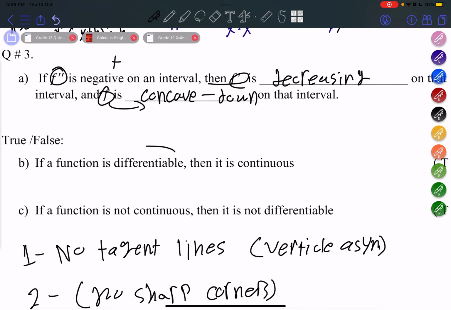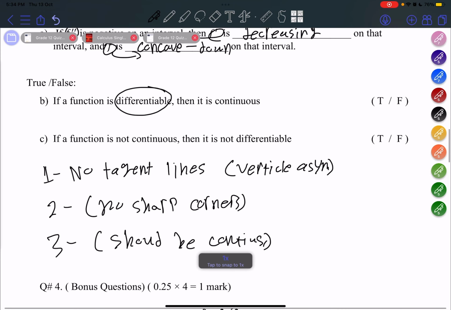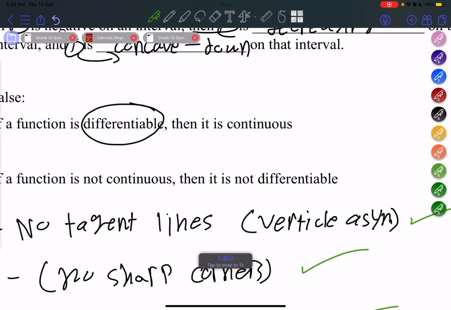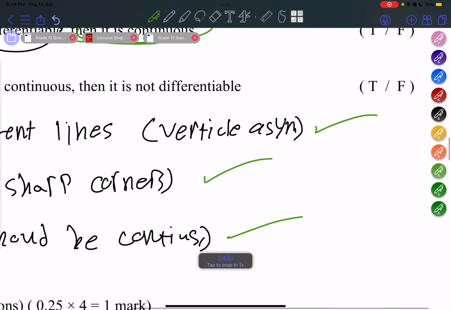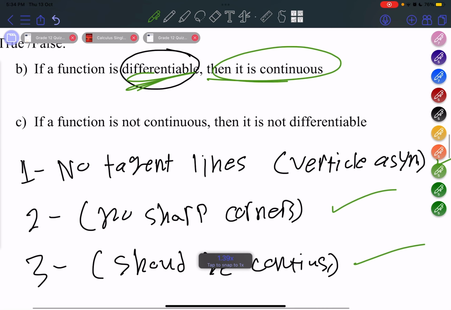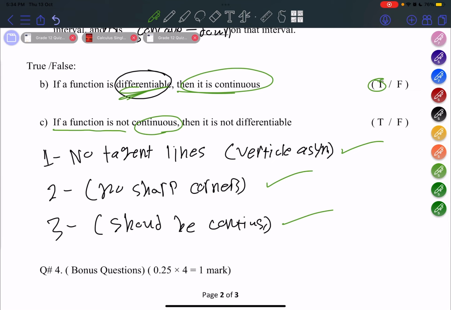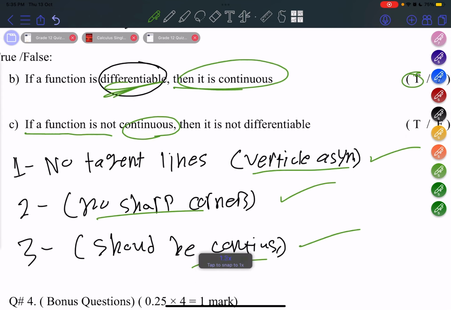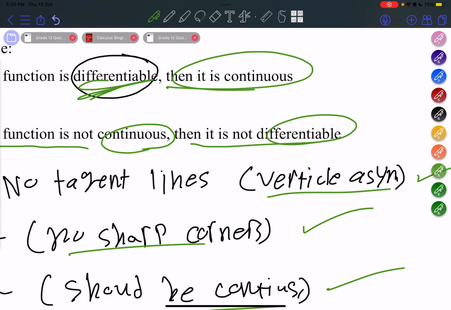If a function is differentiable, hence it meets all of the requirements, so it has no tangent lines, it has no sharp corners, it is continuous, then what does it say? Then it is continuous, and it is correct because it is differentiable. So true. And then if we go to the second question, if a function is not continuous, so one of the steps is missing. Maybe sharp corners, maybe continuous, maybe vertical. So then it is not differentiable, which is true.